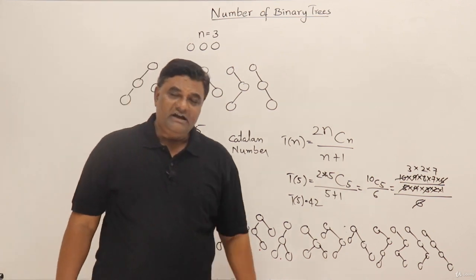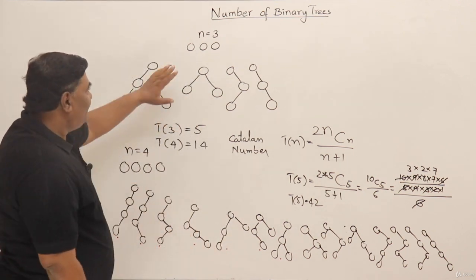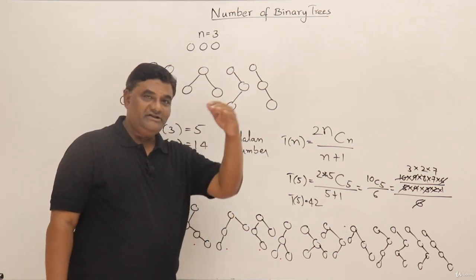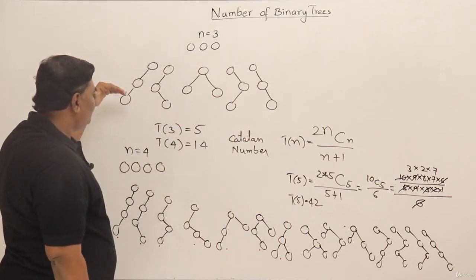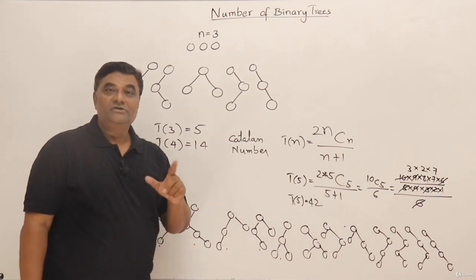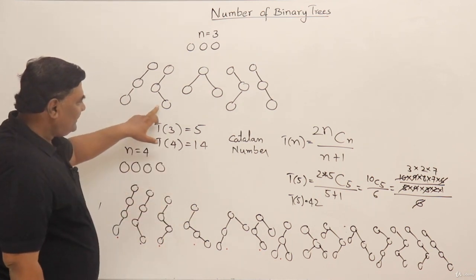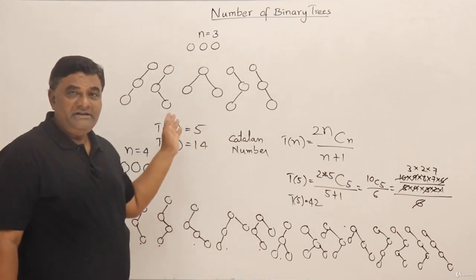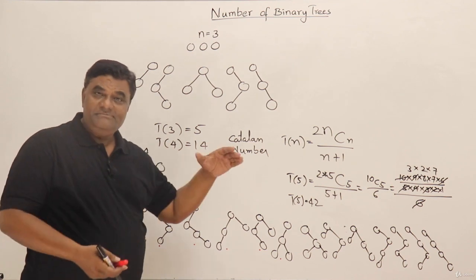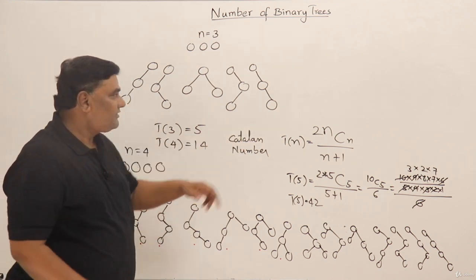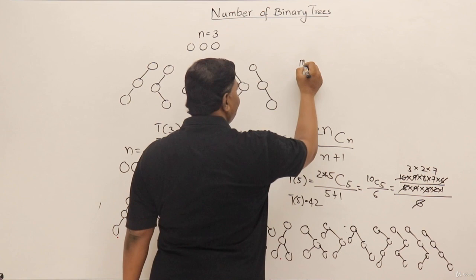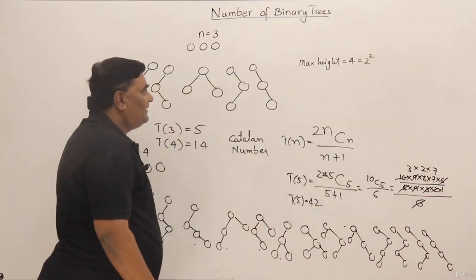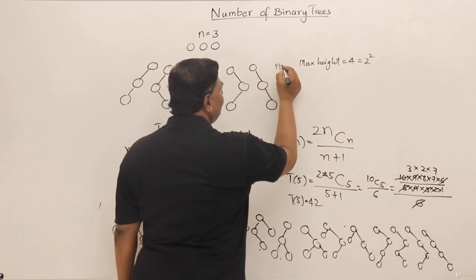Now one more observation I have to make here. When 3 nodes are given, what could be the maximum height? Height starts from 0 onwards. So 0, 1, 2. So the maximum height possible is 2. This tree is of height 2 and 2, and this is not a 2, this is 1, 2, 2. So how many trees are there with maximum height? 1, 2, 3, 4. So the number of trees with maximum height is 4, that is 2 square. This is for n equal to 3 nodes.